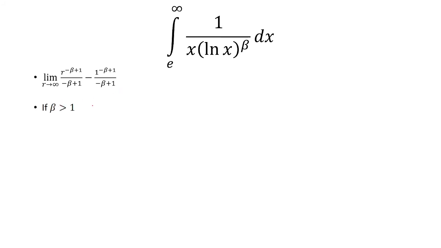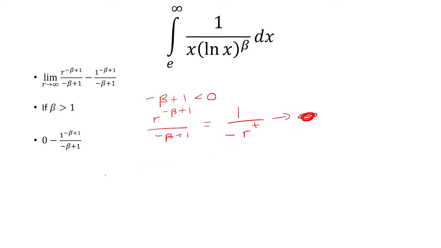So now we're going to say if beta is greater than 1, negative beta plus 1 will be less than 0. And so r to the negative beta plus 1 over negative beta plus 1 is basically 1 over a negative number times r to a positive power. And we know that this is going to go to 0 as r goes to infinity. Okay, so we have 0 minus 1 to the negative beta plus 1 over negative beta plus 1. 0 goes away, and now I'm going to distribute this negative to the negative beta and the 1 to get 1 over beta minus 1 as my answer.